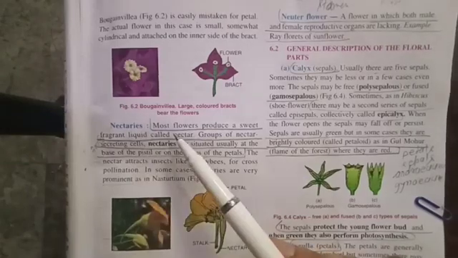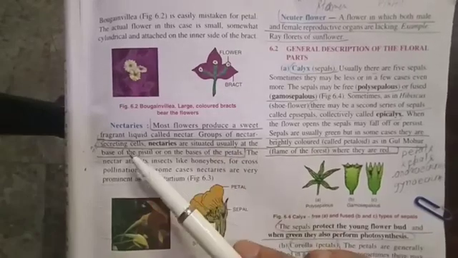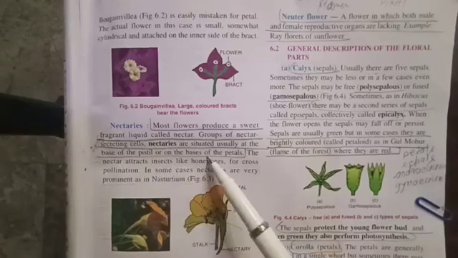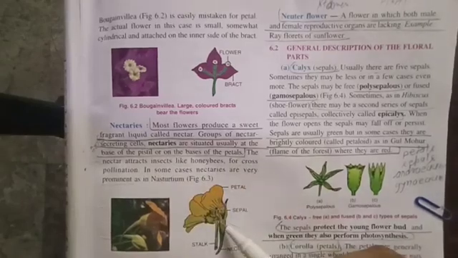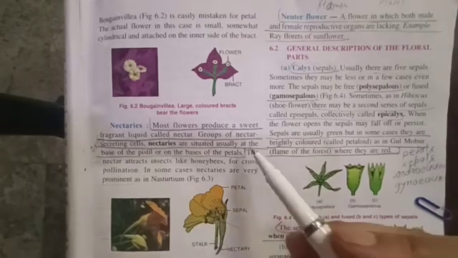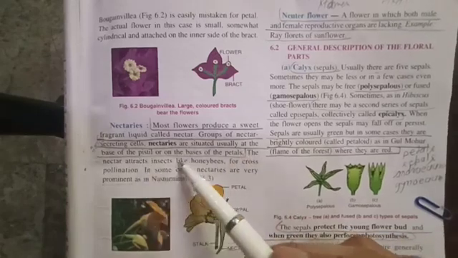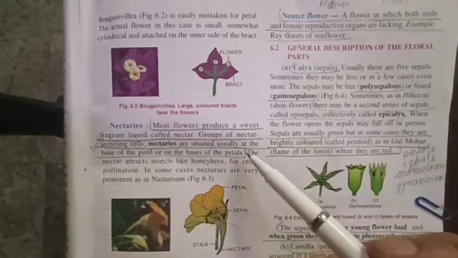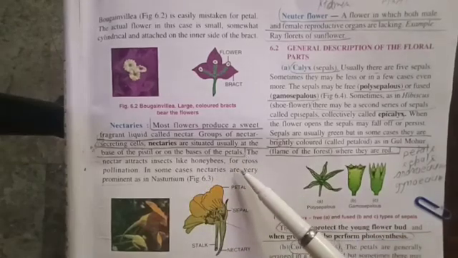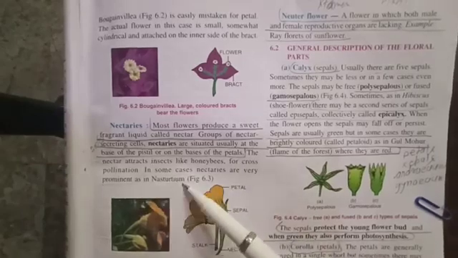Next is nectaries. Most flowers produce a sweet fragrant liquid called nectar. Groups of nectar-secreting cells, nectaries, are usually situated at the base of the pistil or at the bases of the petals. Here you can see a tube-like structure filled up with nectar. What is its function? The nectar attracts insects like honeybees. It attracts insects for cross-pollination. In some cases, nectaries are very prominent, as in nasturtium.